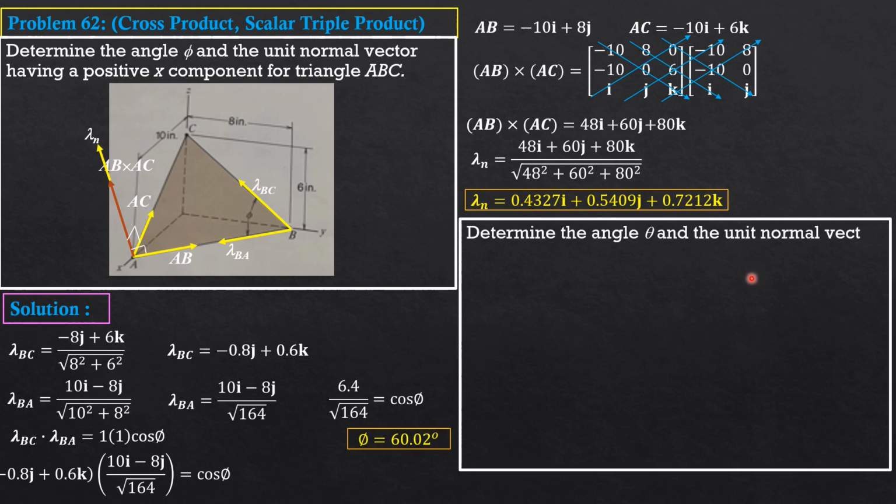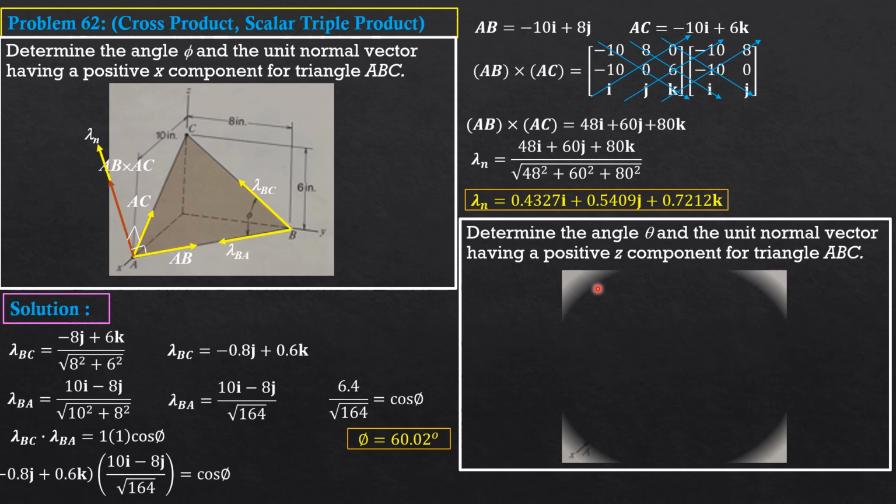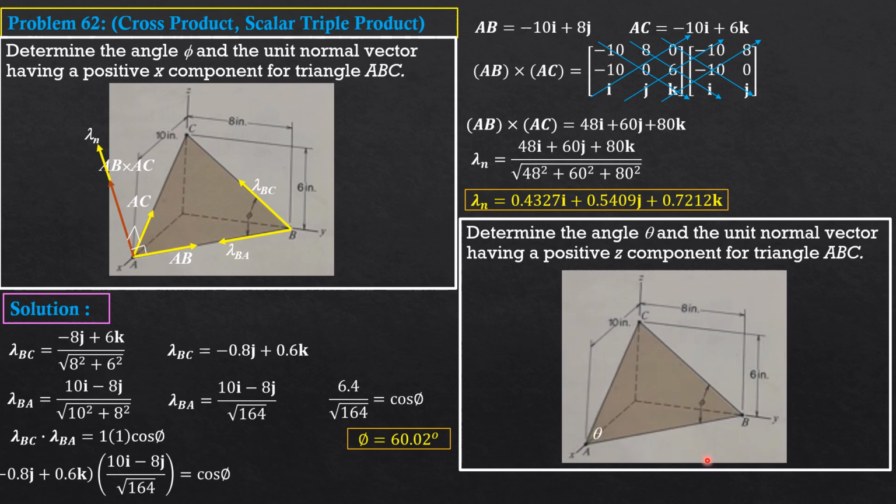For your part, determine the angle theta and the unit normal vector having a positive z component. So it's at C here. So this is theta. Then I want you to solve for theta and show that it is 47.96 degrees. And the unit vector with positive z component is equal to 0.5103i plus 0.1276j plus 0.8505k. So that's it for your part.